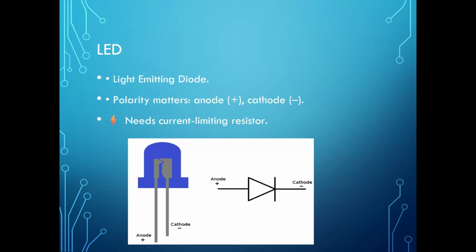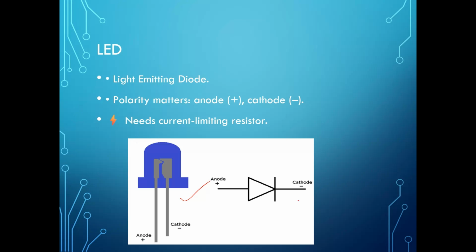LED is basically the light emitting diode you will get in the market in this form. It's the same as a diode, but it glows when forward biased. It needs a resistor; without it, the LED will burn if you are not using a resistor.